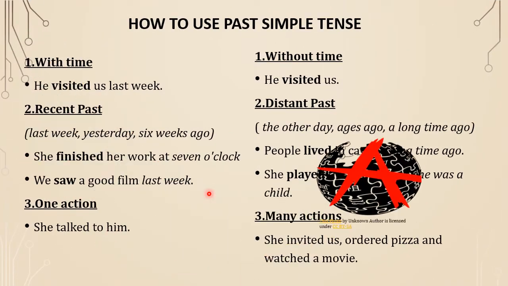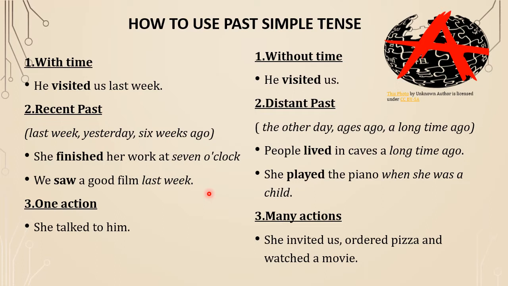How to exactly use it in a better way? Let's have a look. You can use past simple tense with time. He visited us last week. This is with time. But you can say the same sentence without time. He visited us. Another very important use of past tense is to describe some action in the recent past by using expressions like last week, yesterday, 6 weeks ago.